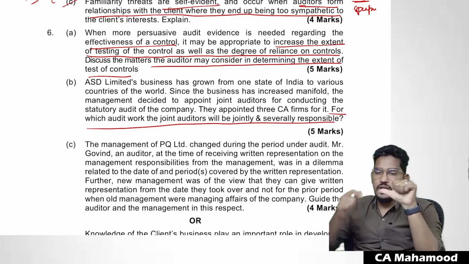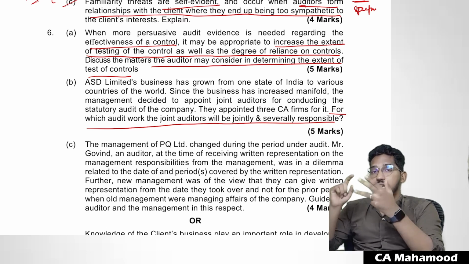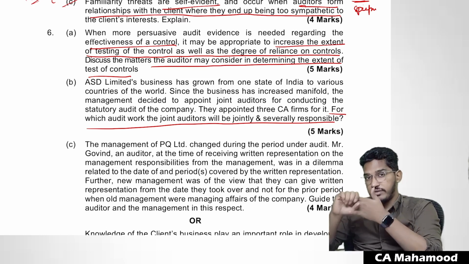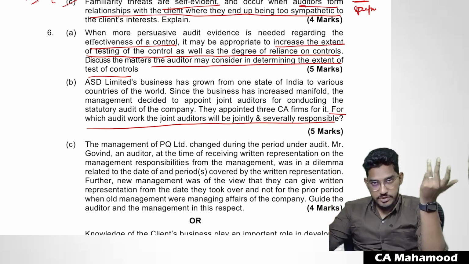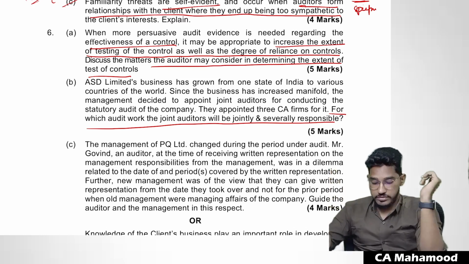5-6 points we have seen, no? The work which has not been decided, the decision which has been taken by all, matters which have been brought to the notice of all, whether financial statements are prepared as per the applicable financial reporting framework, whether the audit report is as per the relevant statute. These are the areas where there will be a joint and several responsibility among all the joint auditors.